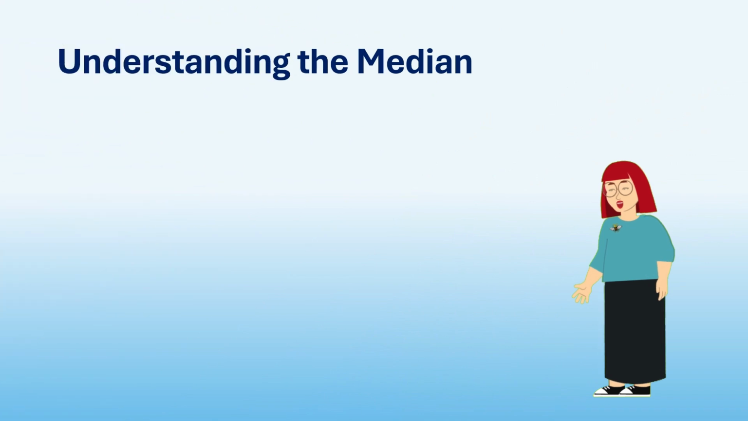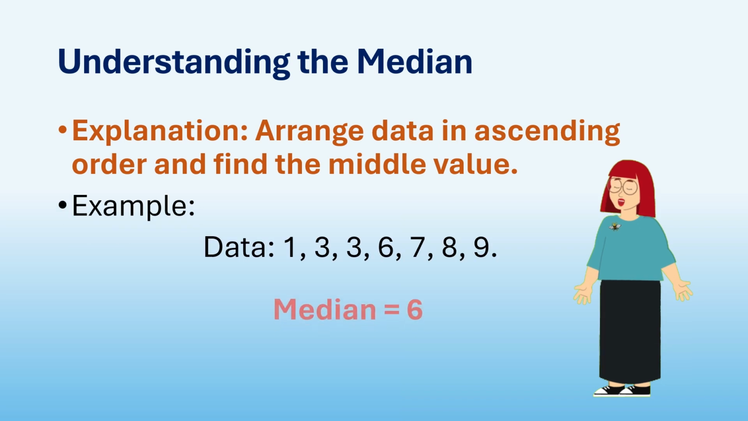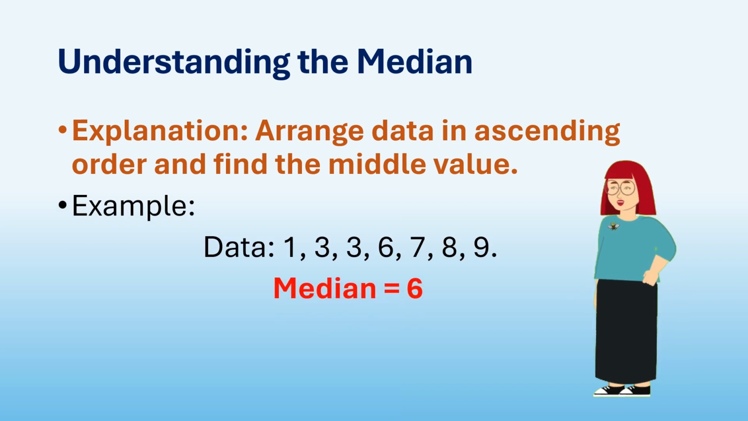The median is found by arranging the data in ascending order and identifying the middle value. If there is an odd number of observations, the median is the middle one. If there's an even number, it's the average of the two middle values.